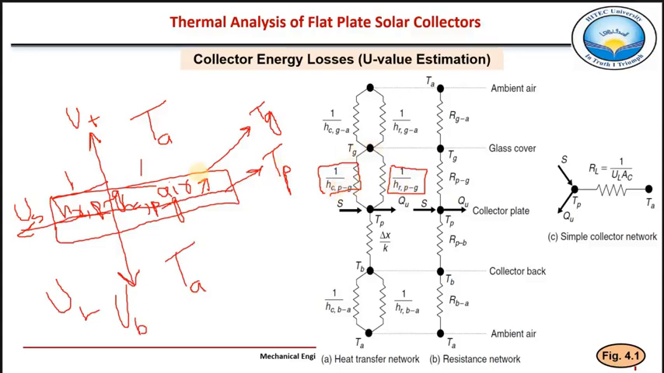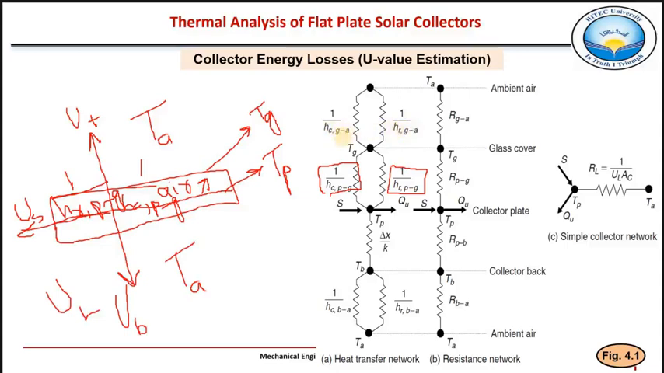Then from glass to ambient, there will again be heat transfers due to radiation and also due to convection, from Tg to Ta, because Tg is greater than Ta, so there will be heat loss from the glass to the ambient. Again, there will be two modes in parallel. One is the radiation heat transfer mode, second is the convection heat transfer mode, from glass to ambient.